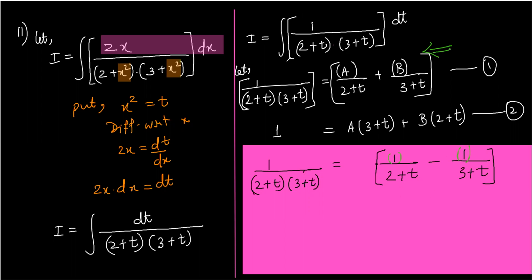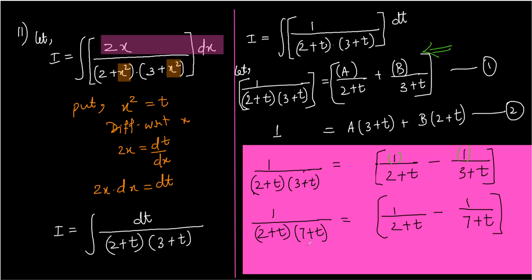Okay, now I will give you one more example. Suppose I had 1 upon 2 plus t, and here I had 7 plus t. Then what would have happened? Very simple. I would write 1 upon 2 plus t minus 1 upon 7 plus t. And what's the difference between these two factors? The difference is 5. So I will write 1 upon 5. That's it. I will divide by 5 because this is 5 more than this. So this is all you will have to see. You can use the faster method sometimes.